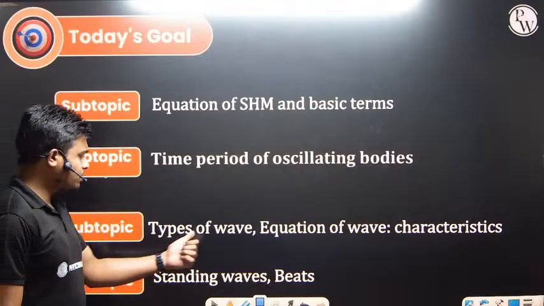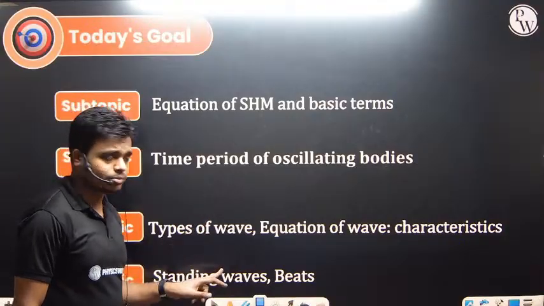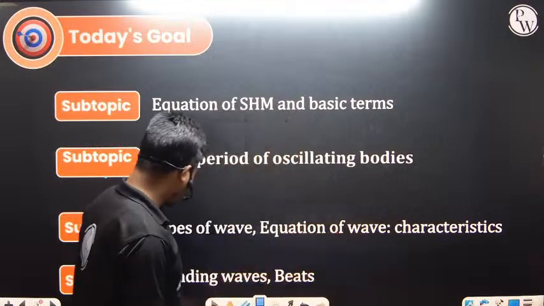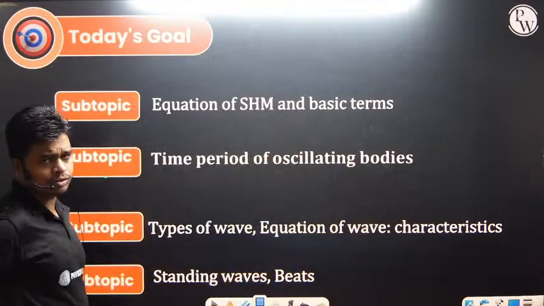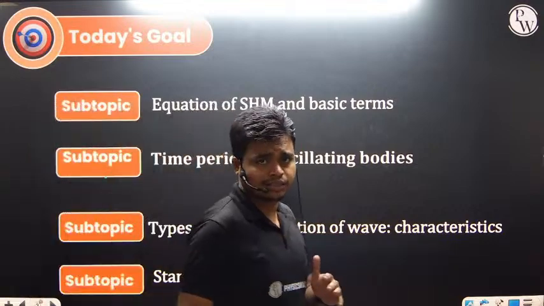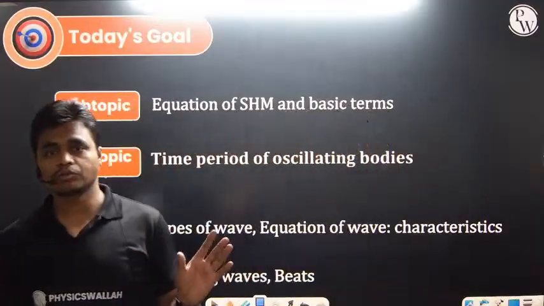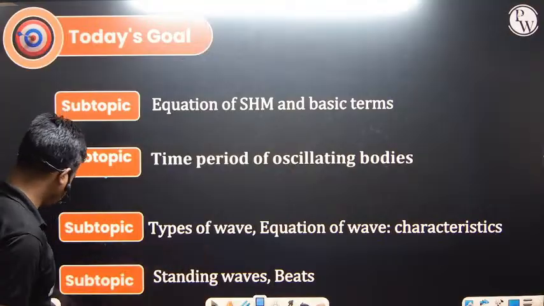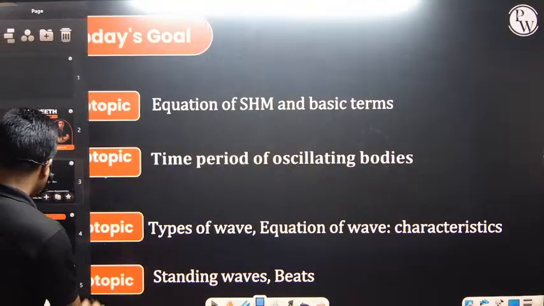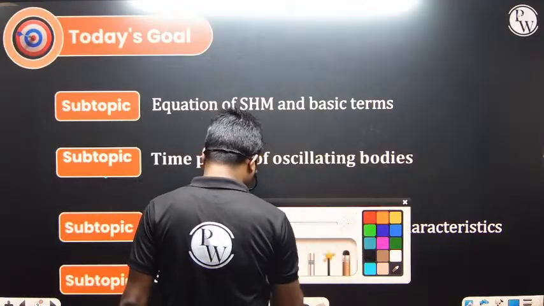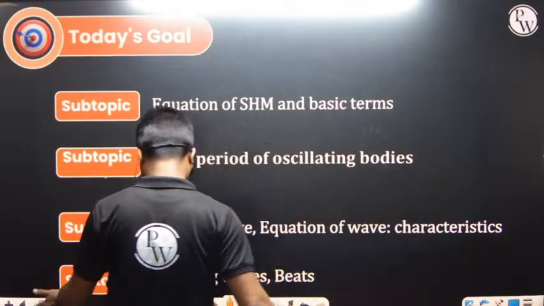Third, for waves, we discuss the types of waves, traveling waves, the equation of the wave and its characteristics, and the last part, standing waves. From class 12th you might remember open organ pipe and closed organ pipe questions, which we will discuss in standing waves. And the last part is beats. One good part is that the Doppler effect is deleted, so we don't have to focus on that.